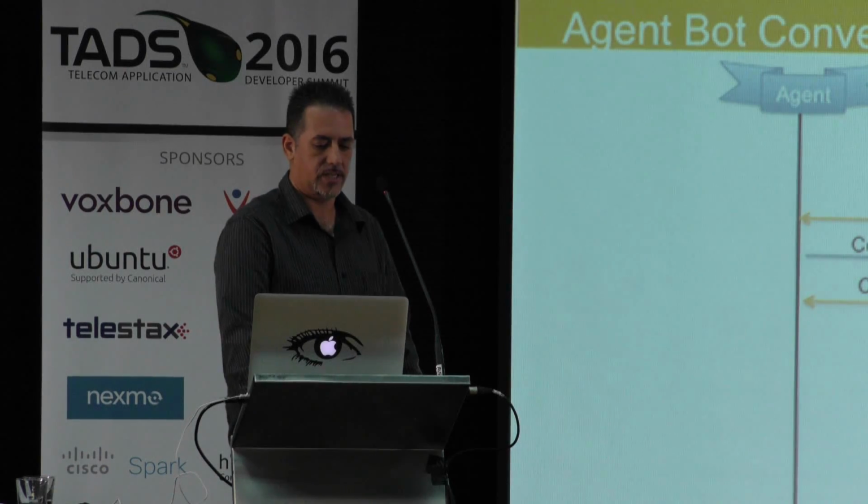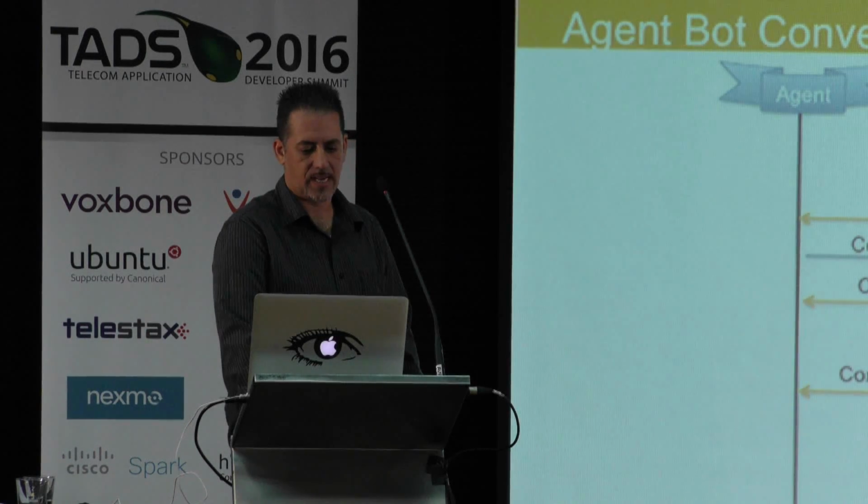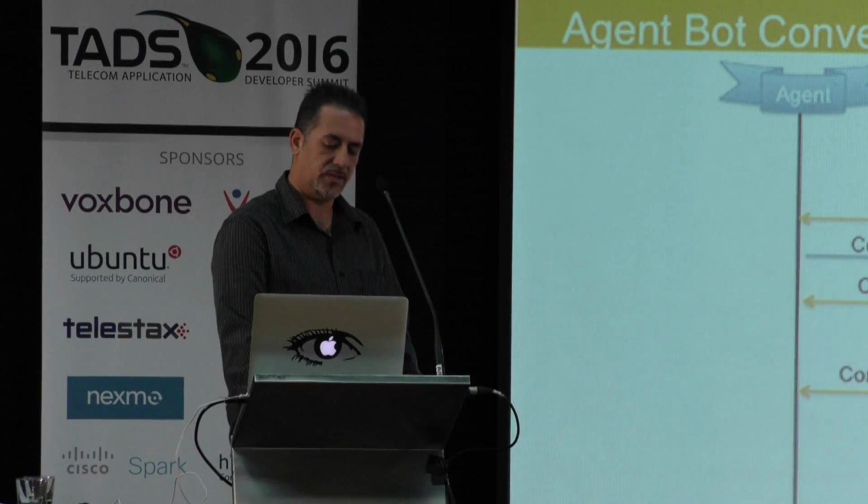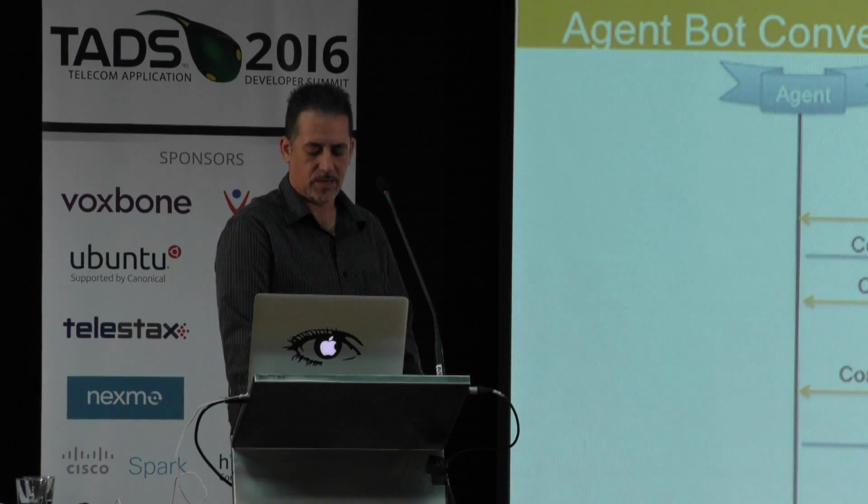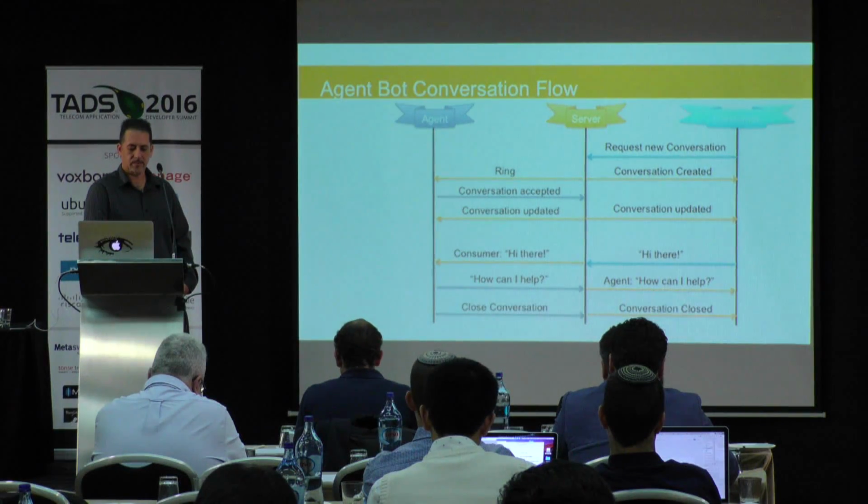Both the consumer and the agent are getting the update. And now we can start publishing messages. So the consumer says, hi there, and the server notifies the agent. Same way the other way around. And in the end, we can decide to close the conversation, and the server will notify the other side that the conversation is closed.